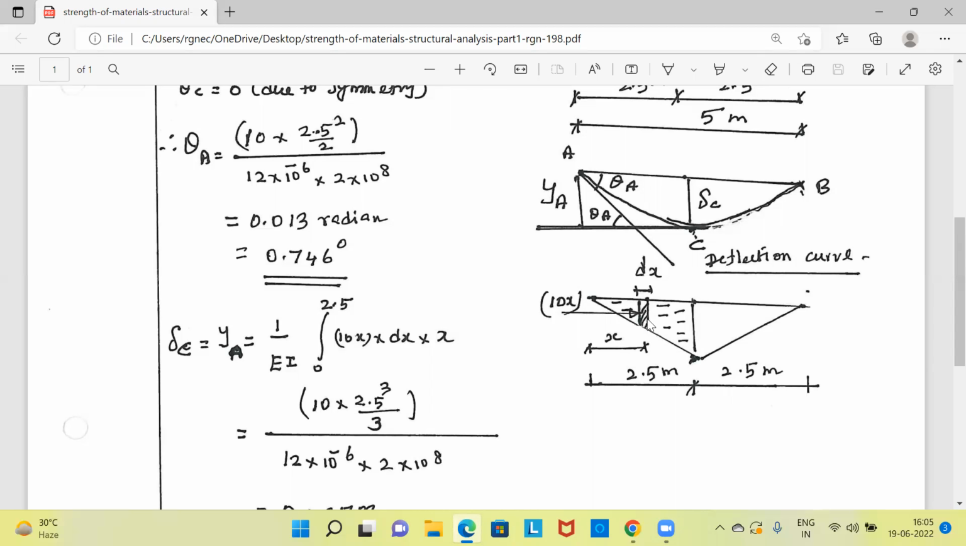You consider a strip of width dx. This is the bending moment diagram. You consider one small strip of width equal to dx at a distance x from A. The area of this strip is 10x into dx. Now, for getting the area between the points A and C, we have to integrate this small strip area between the limits A and C.